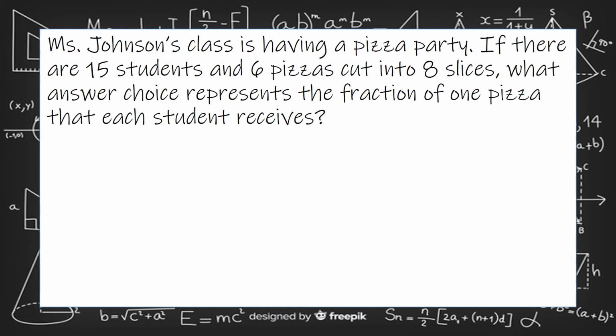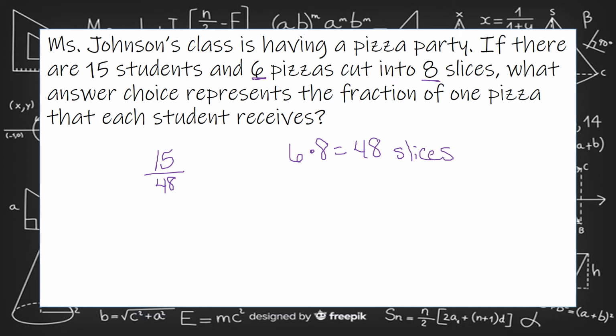Miss Johnson's class is having a pizza party. If there are 15 students and 6 pizzas cut into 8 slices, what is the fraction of one pizza that each student receives? Okay, so we've got 6 pizzas cut into 8 slices. So I want to say 6 times 8, that's 48 slices of pizza. There are 15 students, so 15 students divided by 48.